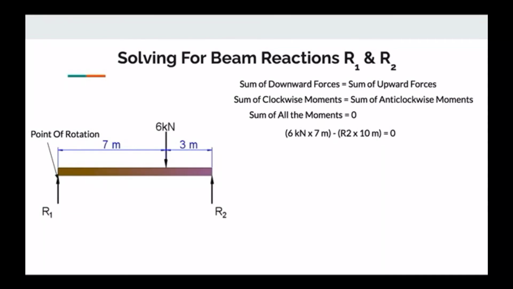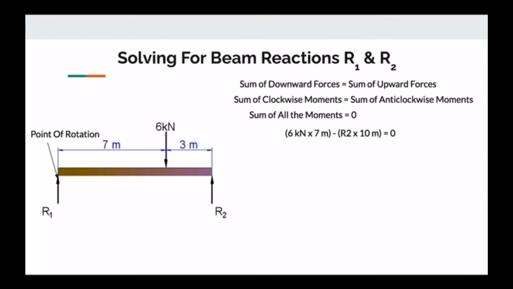The moment of the 6 kilonewton force, 6 sevens. So we put that in our brackets. And we know that that is positive since it is clockwise. The next moment to bear in mind is R2. R2 is negative. Therefore, we put a negative sign before R2.